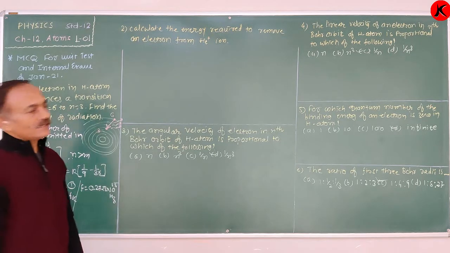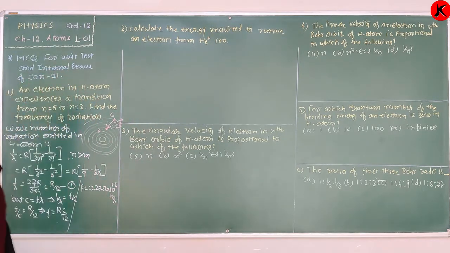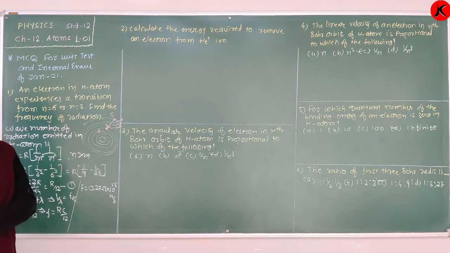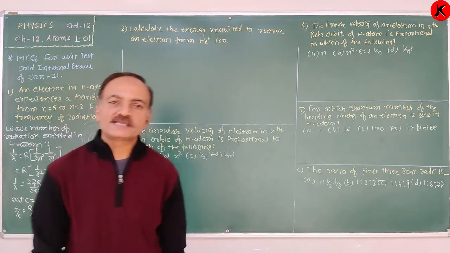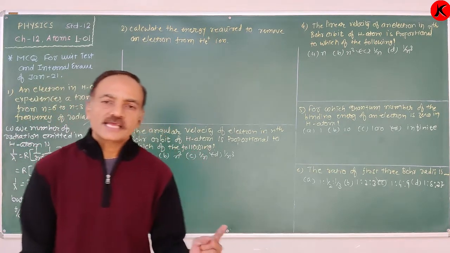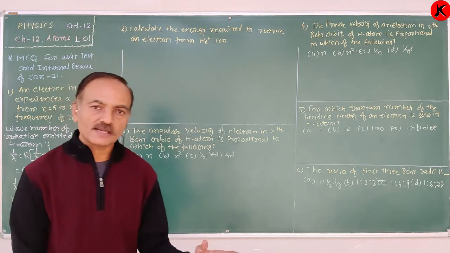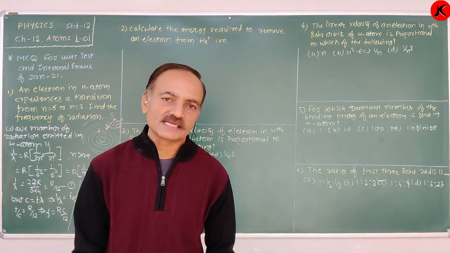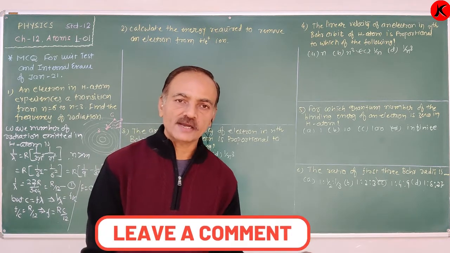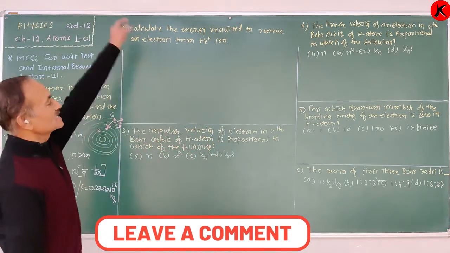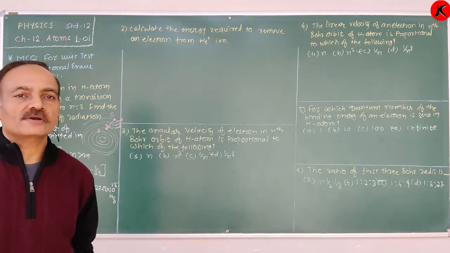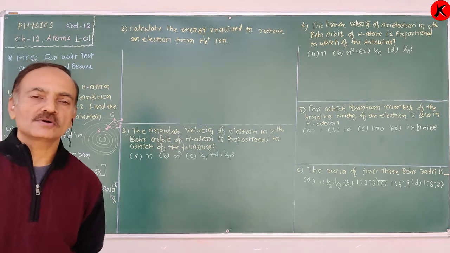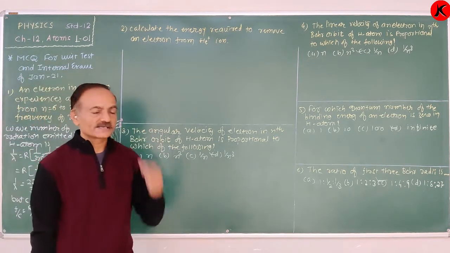Okay, now the next question. Calculate the energy required to remove an electron from He plus ion. Now when the electron is released from any orbit, if the electron gains energy equal to its binding energy, the total energy of the electron in that orbit becomes 0. Now the electron is easily removed or becomes free from this orbit.